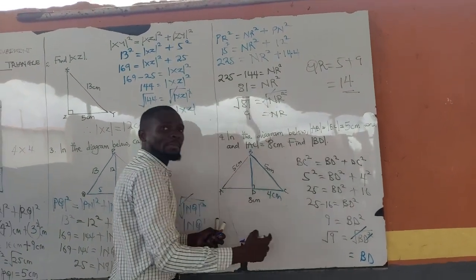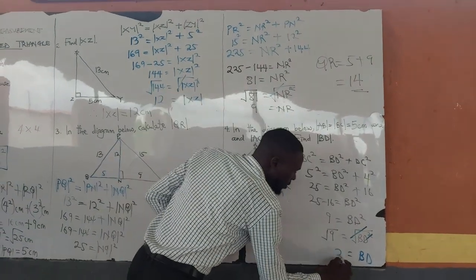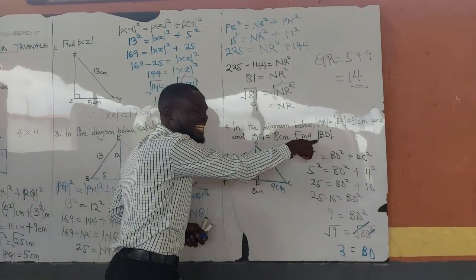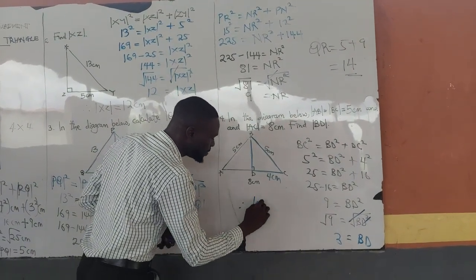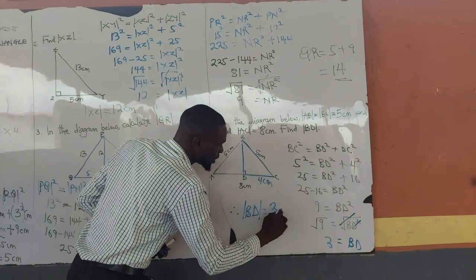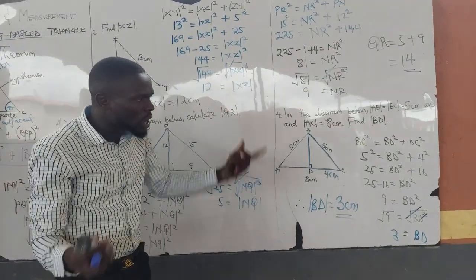So what number times itself will give you the number in the square root? 3. So the question says find the length BD. So we can say therefore the length BD is equal to 3 centimeters. We are done. And that is all about the what?